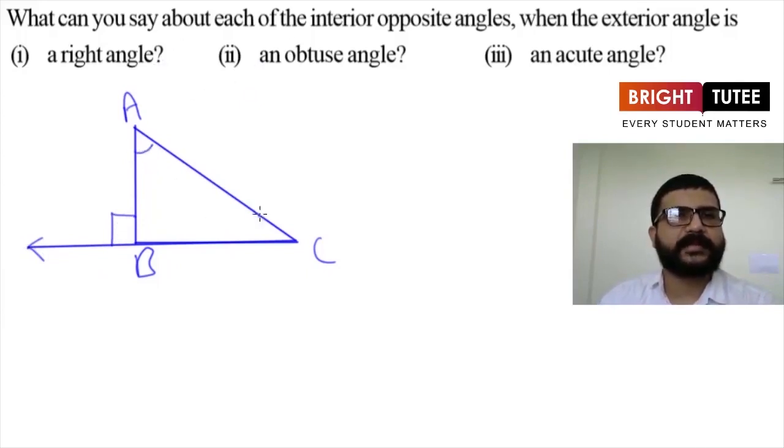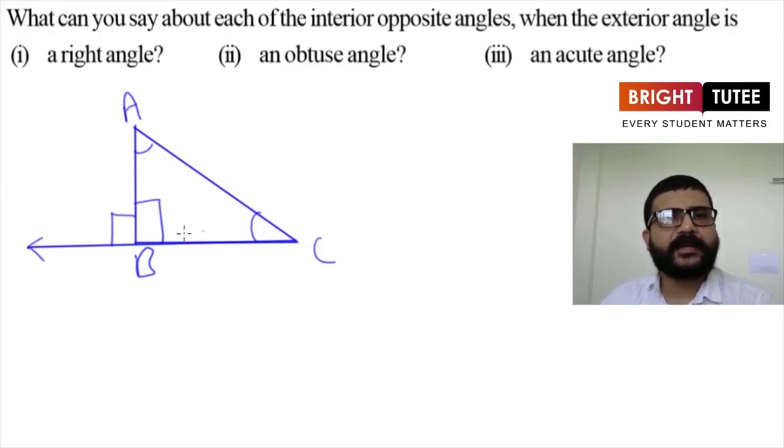What about these two angles? What kind of angles do they have to be? Can any of them be a right angle? Will it be possible for a triangle to have two right angles? Because one of the right angles will be this angle. Angle ABC is a right angle. Can angle A or angle C be a right angle? No, it is not possible, because in a triangle there can't be more than one right angle.